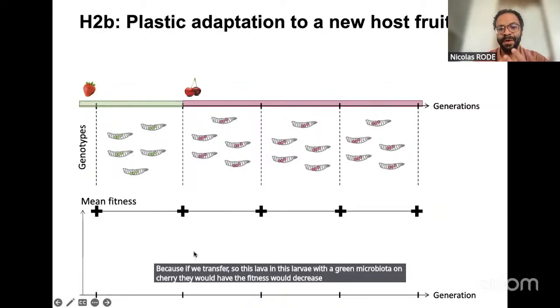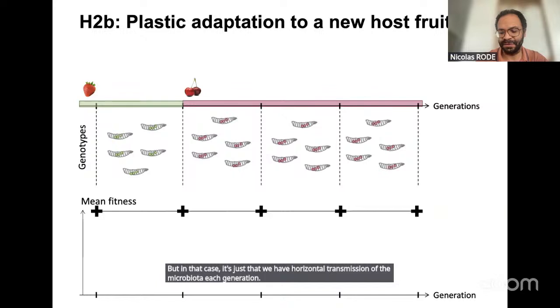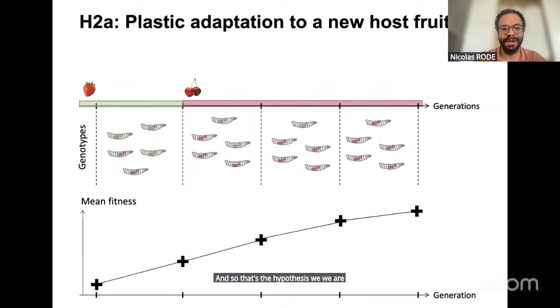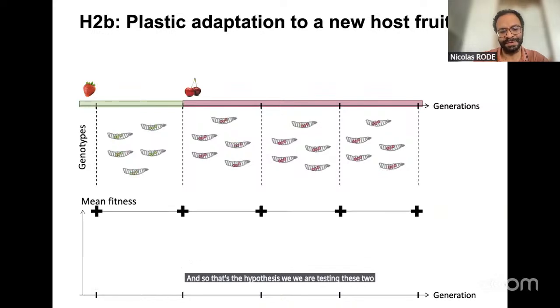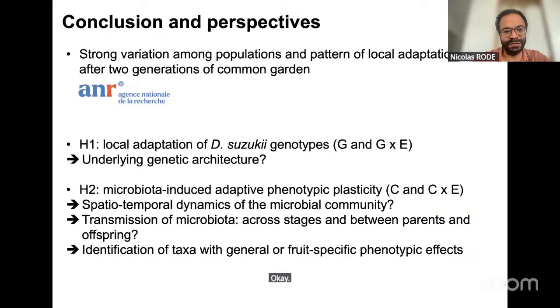So we still have a pattern of local adaptation, but in that case, it's just that we have horizontal transmission of the microbiota each generation. And so that's the hypothesis we are testing now, these two different hypotheses.